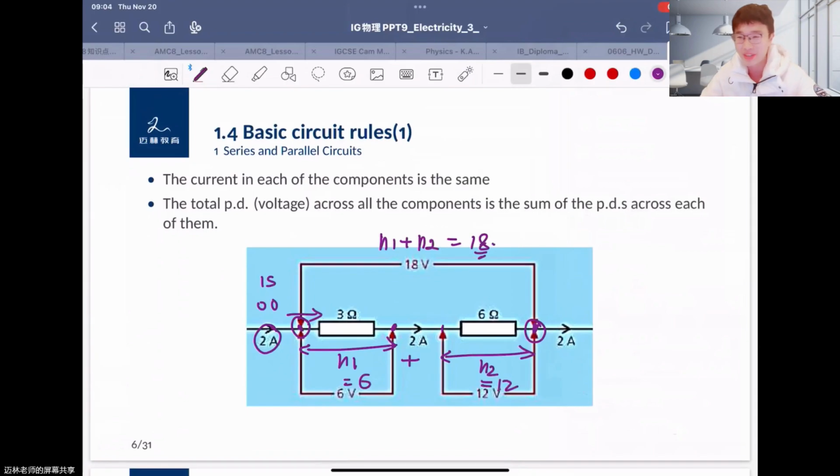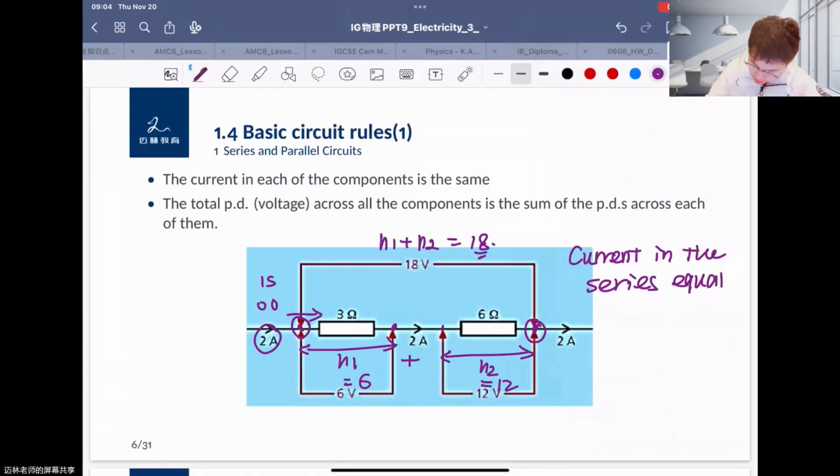So I guess it's not very difficult for you, right? So in connecting in series, we can say that the current in the series is equal everywhere. And we can also say that the potential difference can be divided into two parts, or the total potential difference is made up of the two resistors, okay?